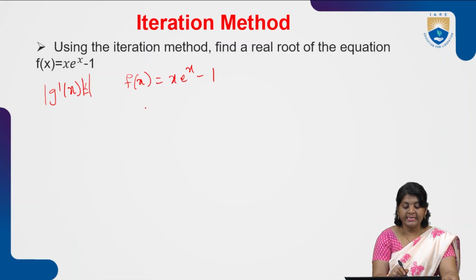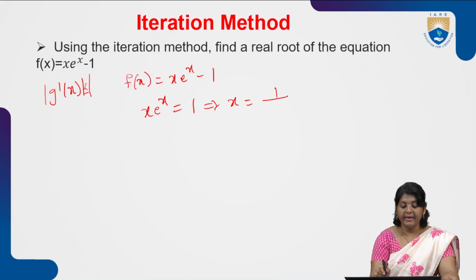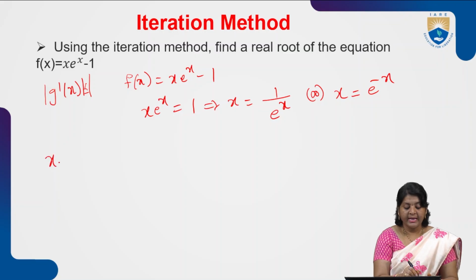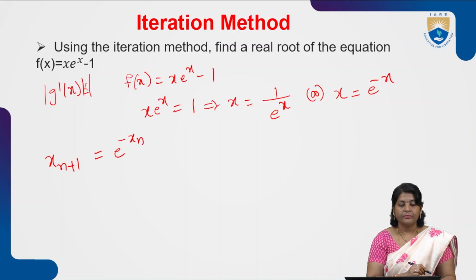Now we are considering x e power x is equal to 1, and x is equal to 1 by e power x, or you can also consider x is equal to e power minus x. So where x(n plus 1) is equal to e power minus xn. As before, we need to find out the initial values.